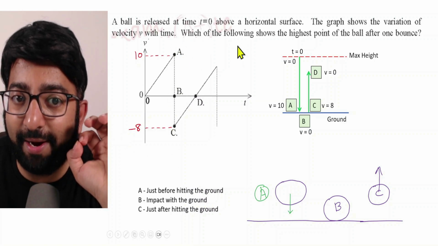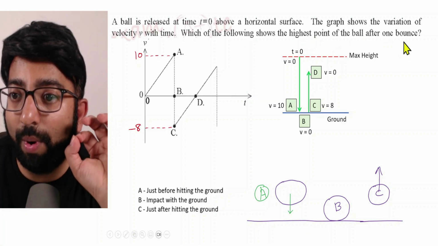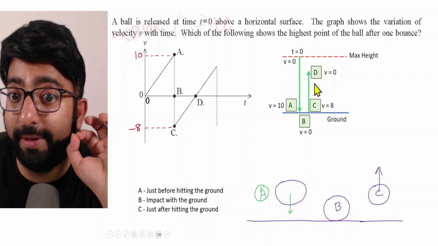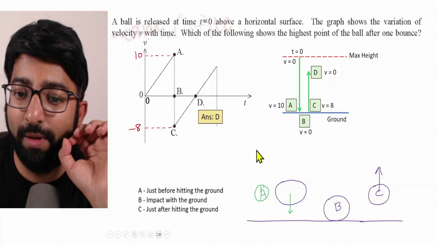Now, back to the question, we had to figure out which point signifies the highest point of the ball after one bounce. And we have deduced that that is the point D. And hence, answer D is the right answer for this question.